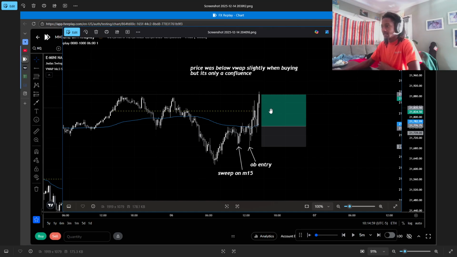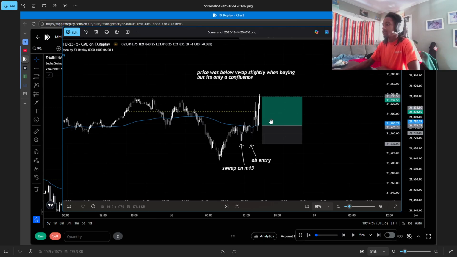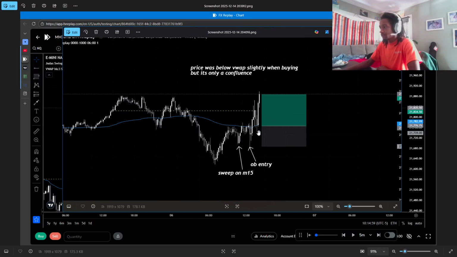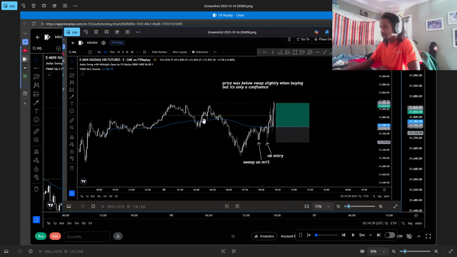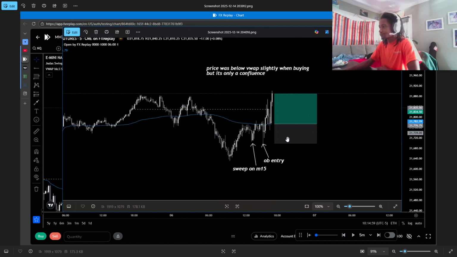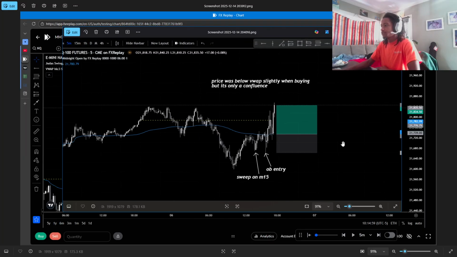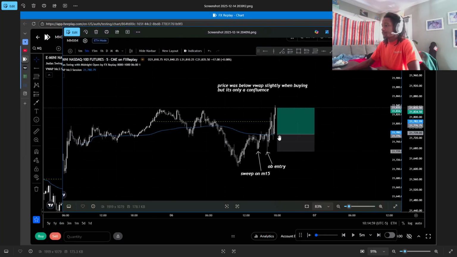And that's just the A plus, everything I'm looking for. This is the perfect trade. The only thing that could have been a little bit better is being more above VWAP. If VWAP wasn't cutting through price and was lower, showing that the buyers were stronger and there was more buying volume in the market, then I would have been even more confident, but it was fine. This is a good trade. And that's really it.